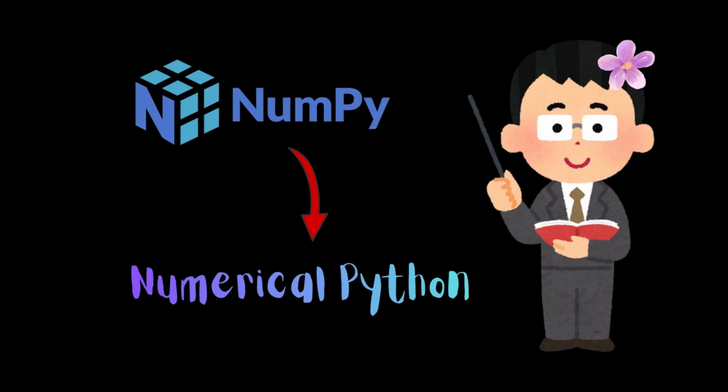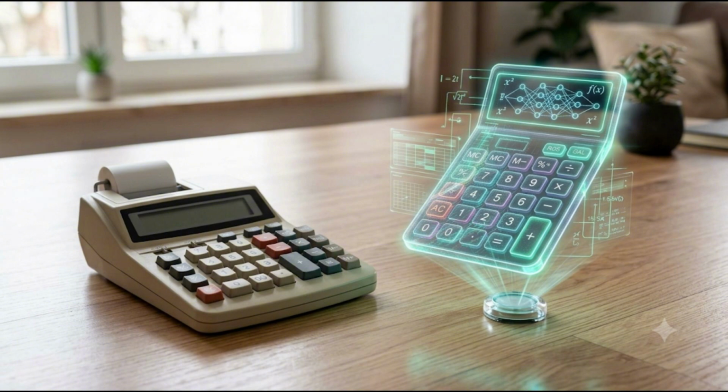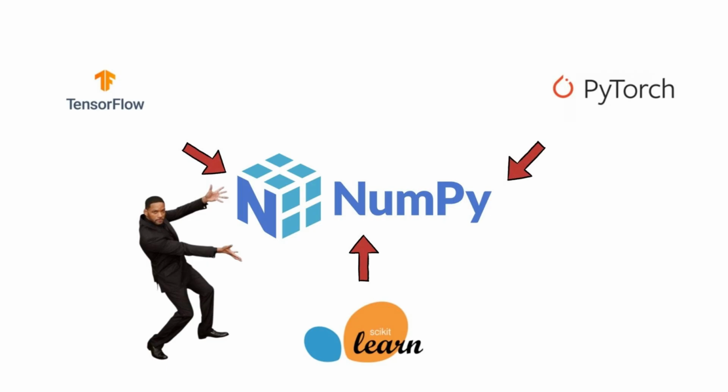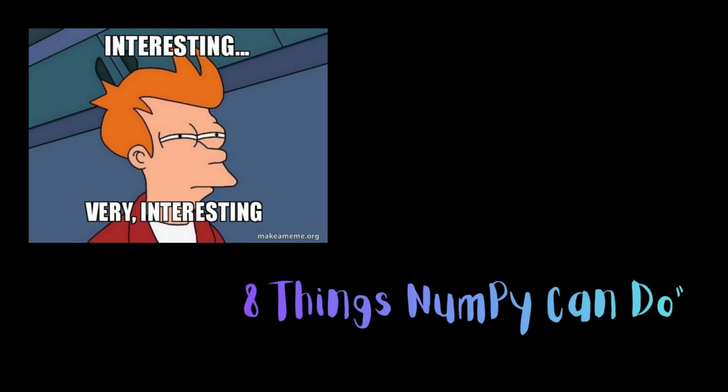NumPy stands for Numerical Python. Think of it as a super fast calculator for Python. It helps us work with numbers, arrays, matrices, and mathematical operations efficiently. In fact, many machine learning libraries such as Scikit-learn, TensorFlow, and PyTorch depend on NumPy behind the scenes. So let's see what NumPy can do.